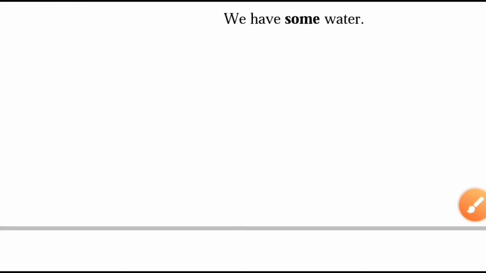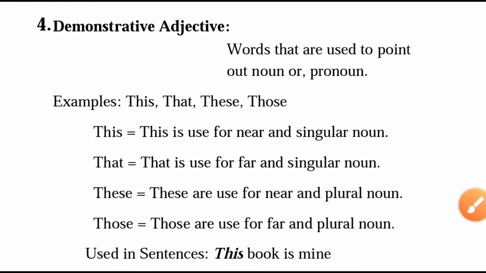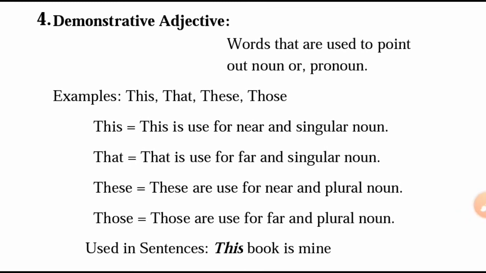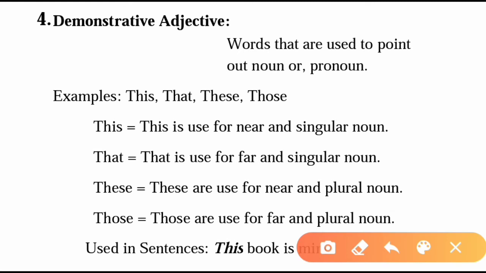So let's move to the fourth kind of adjective, which is demonstrative adjectives. Demonstrative adjectives are words that are used to point out a noun or pronoun. So when you are pointing out a noun or pronoun, in that case you have to use demonstrative adjectives. These are a few examples of it: this, that, these, those. These are the demonstrative adjectives. How could it be? Let's see.